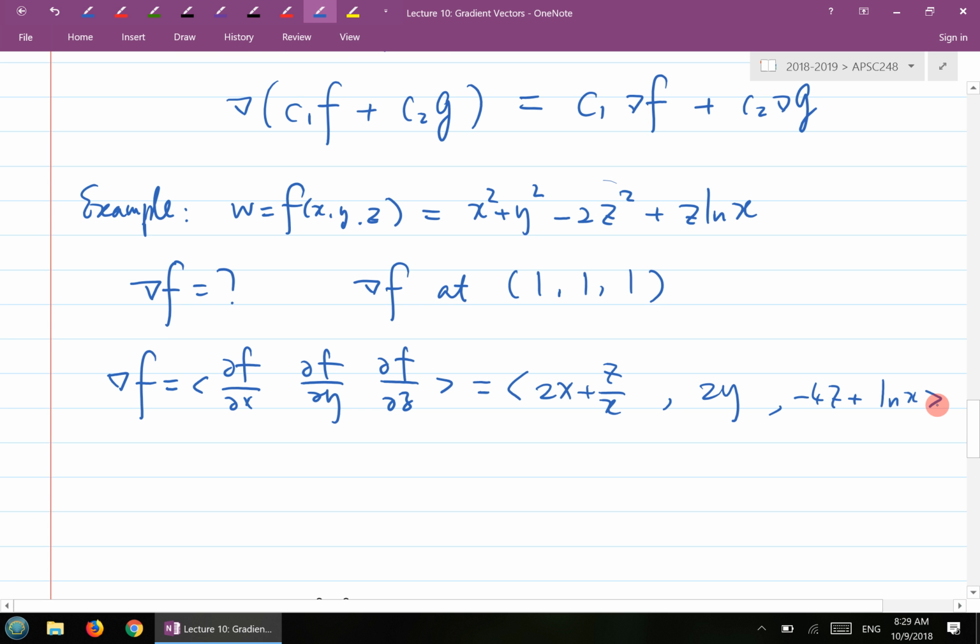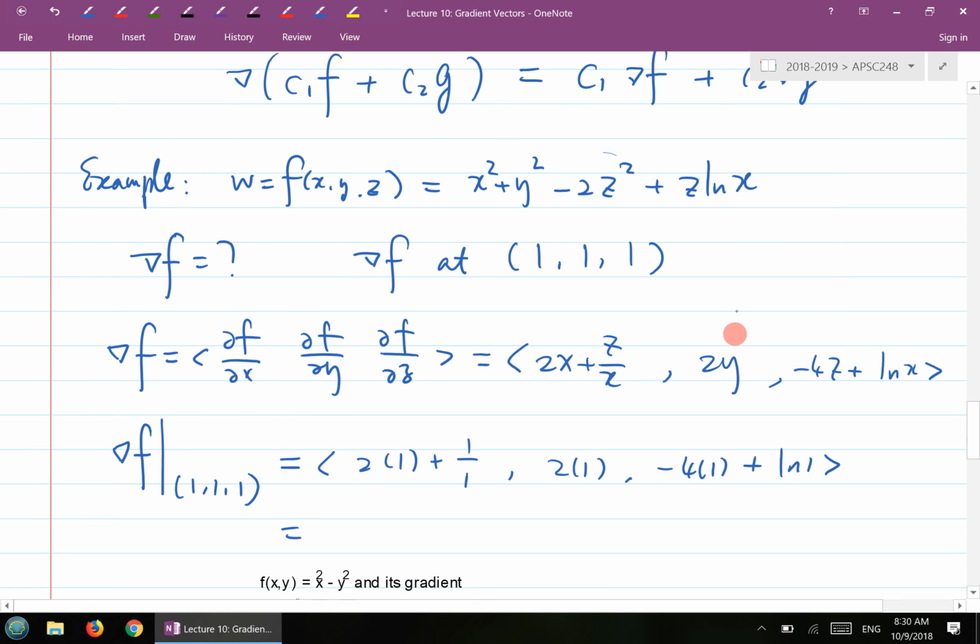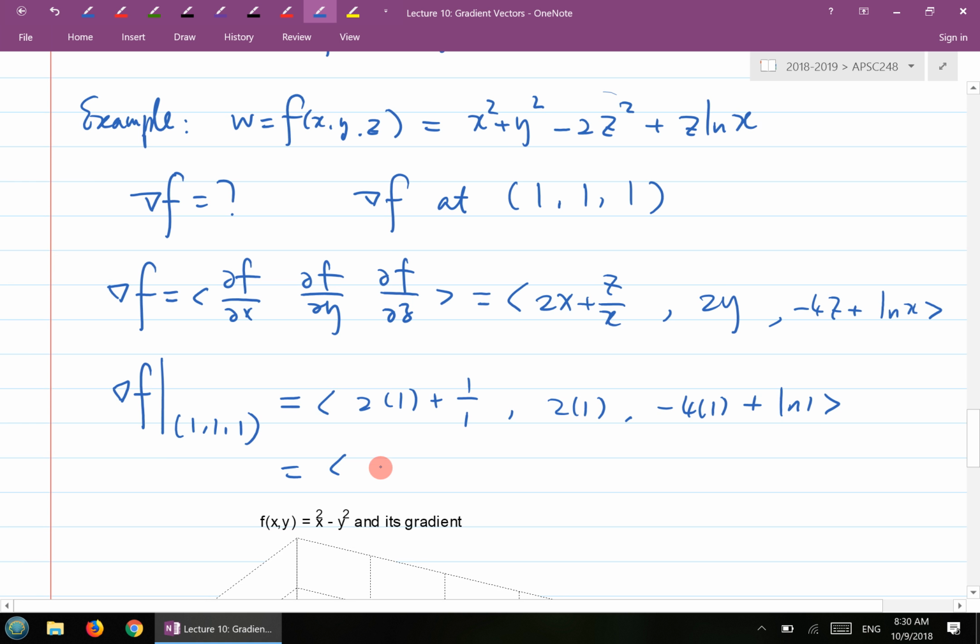Okay, the gradient vector. So the last step, we calculate this vector at the point 1, 1, 1. All you need to do is substitute x equal to 1, y equal to 1, and z equal to 1 into this gradient vector. We get 2 times 1 plus 1 over 1, 2 times 1, and ln 1. And this is simple, so that gives you 3, 2, negative 4.